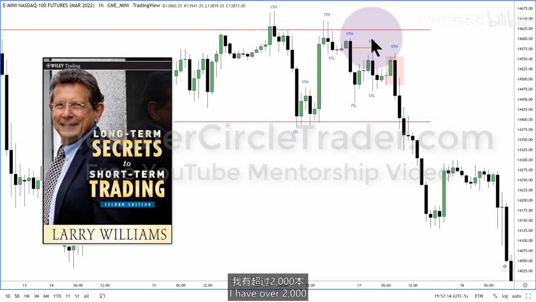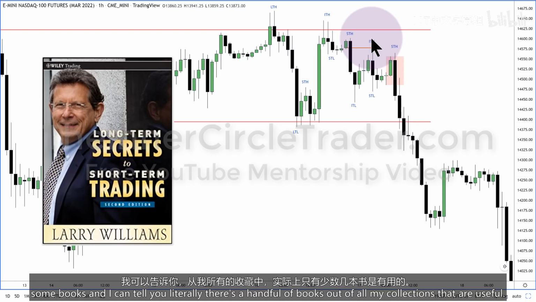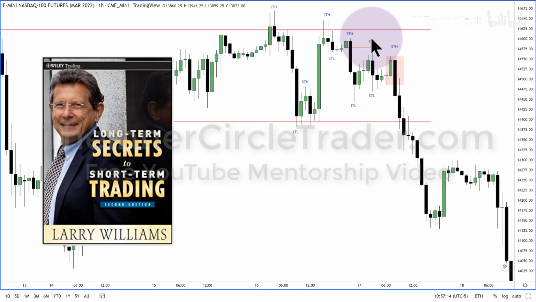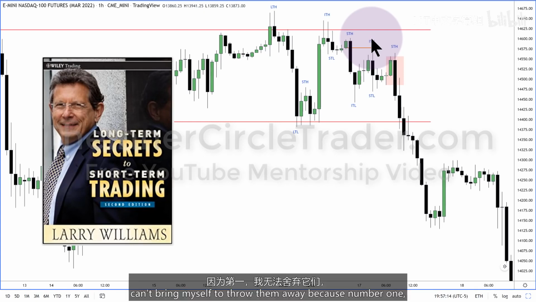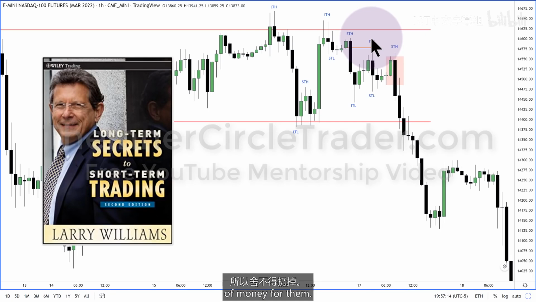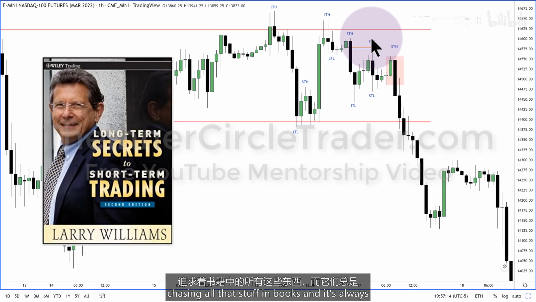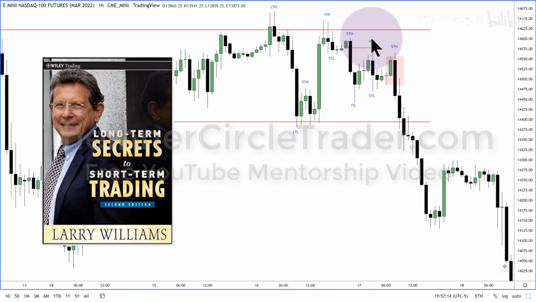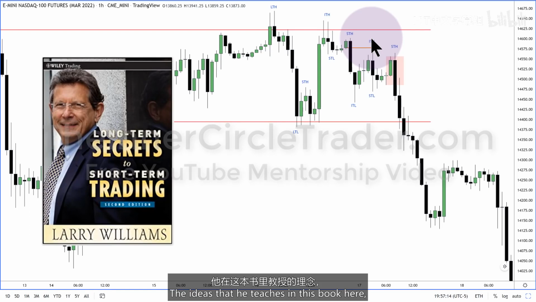There's not a lot of books. I have over 2,000 some books, and I can tell you literally there's a handful of books out of all my collection that are useful. And I can't bring myself to throw them away because, number one, I paid a lot of money for them, and it's just nostalgia. You know, me chasing all that stuff in books, and it's just always the same stuff that never really works.